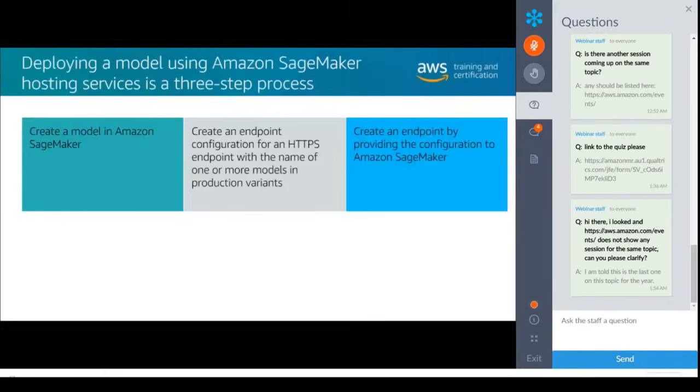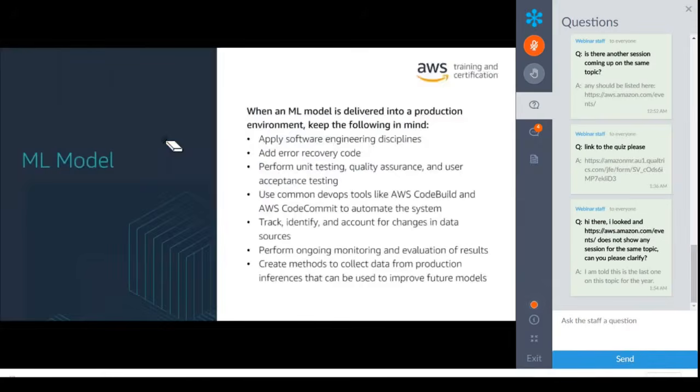Let's just look at some examples here. First, you create the model in SageMaker, right? Then create an endpoint config. That is going to be the front end for your clients to hit. And then create the endpoint by providing the config to SageMaker. So you create the config, then you hand the configuration over to SageMaker, and now you're live.